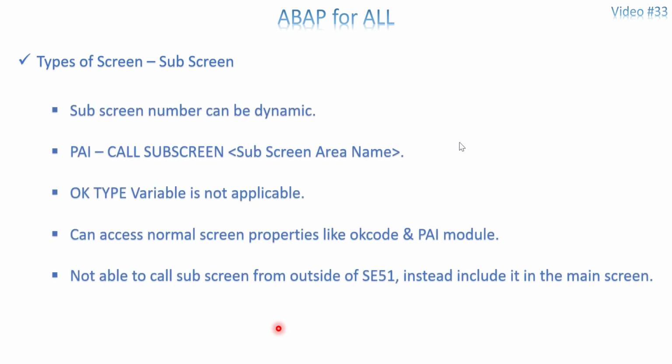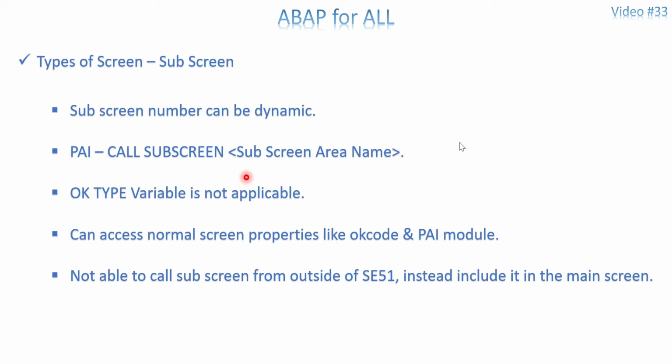And what's next? Some properties. The subscreen number can be dynamic. We can choose depending on the functionality. I have 3 subscreens, and based on the user input I want to display one subscreen. Yes, it's possible. And in PAI, you have to use this syntax to recognize the components of your subscreen.